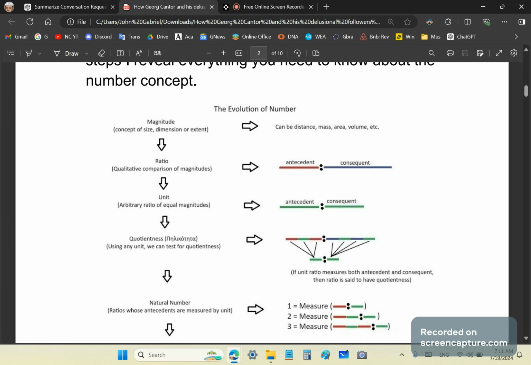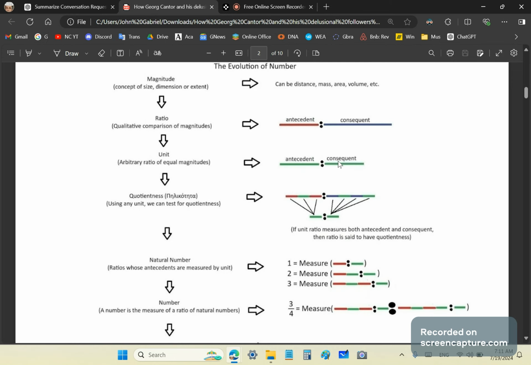Okay? So ratio literally means a comparison of two important magnitudes. The antecedent, which is that which is usually by convention measured. It's just a convention, a traditional way of doing things. And the consequent, which is used as a unit. And so, of course, out of this arises the idea of choosing an arbitrary ratio of equal magnitudes as the standard of measure, as you see here in the antecedent and the consequent.